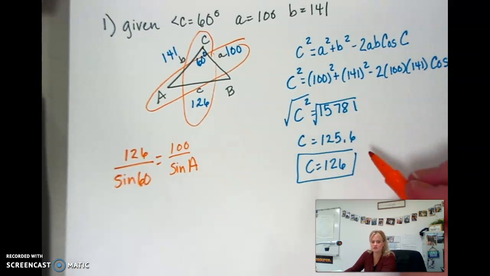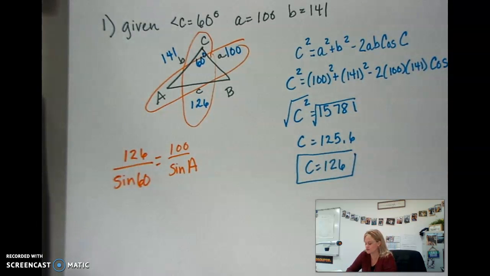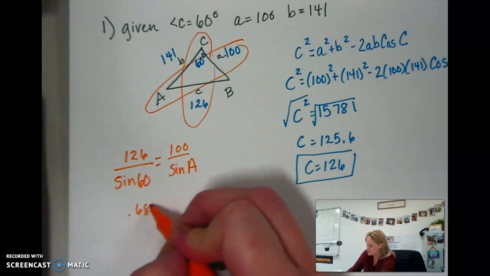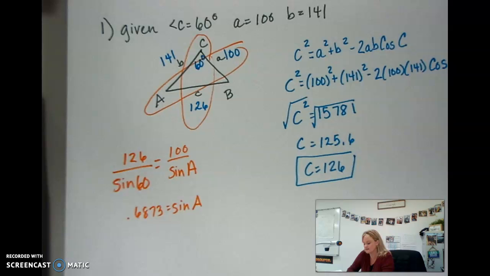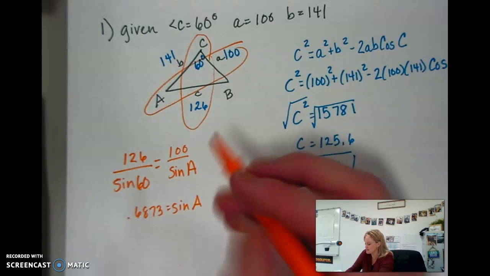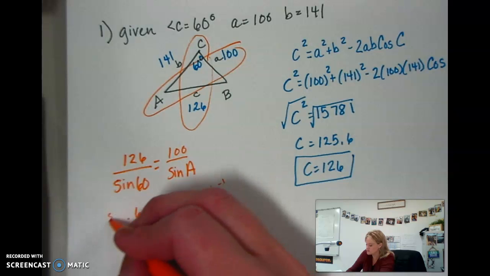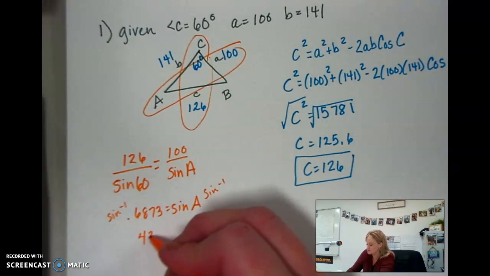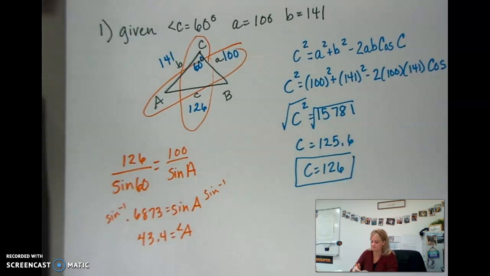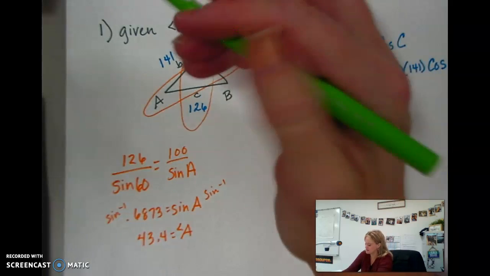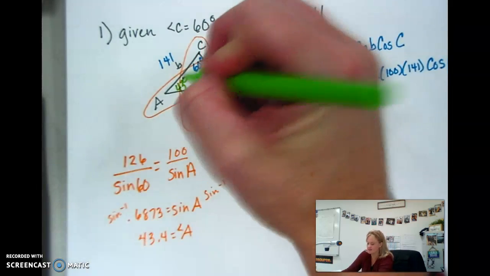Okay, so once you use the law of cosines, now you can use the law of sines to figure out everything else. So 100 times the sine of 60 divided by 126 gives me 0.6873, but remember that's the sine of A. When I'm trying to find the angle, I have to use the inverse sine key, and when I take the inverse to both sides, I end up with 43.4 for angle A. So if angle A is, I'll just keep it at 43 degrees.